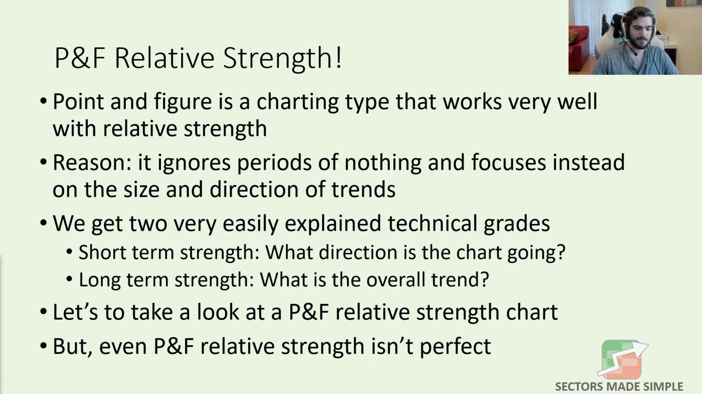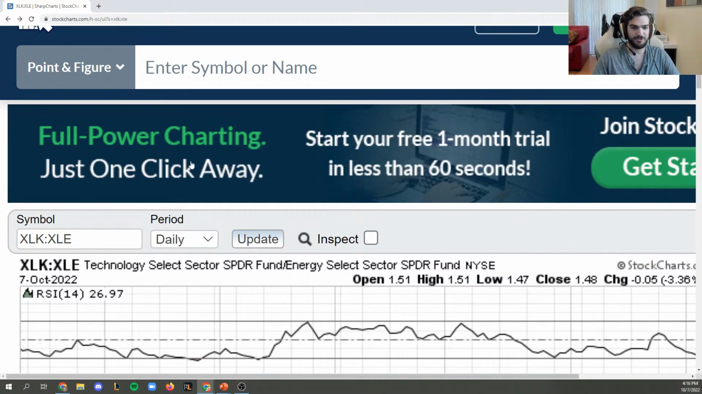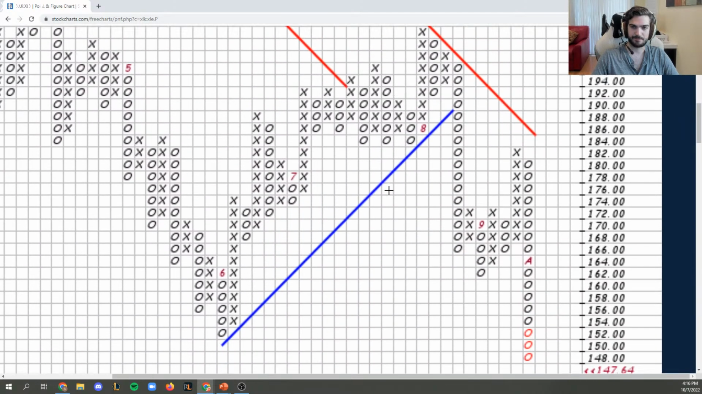So, relative strength can also be plotted on a point and figure chart, with the only difference being we multiply our ratio by 100 to have slightly bigger numbers. A relative strength chart will look almost the same. So if we take, what is this? Technology to XLE, so technology to energy. Now, here's what that chart would look like in point and figure. Still looks crazy, I know, but let's talk about what we're actually looking at here.